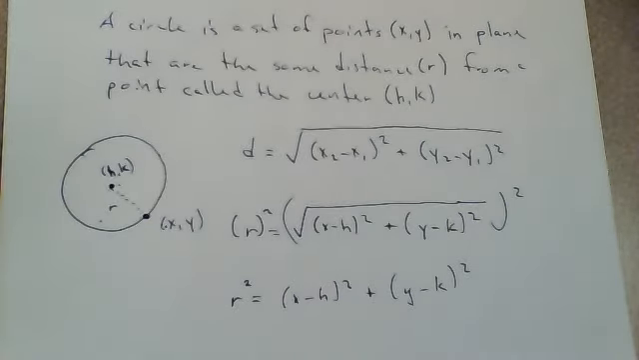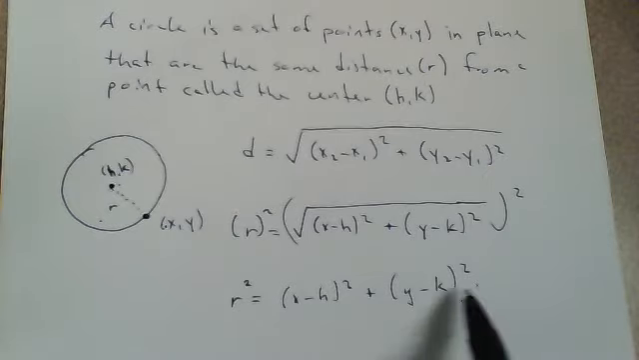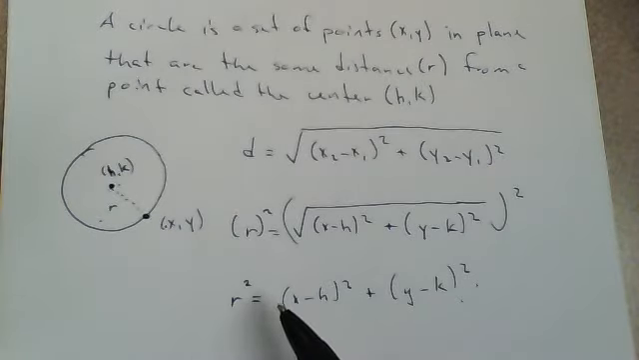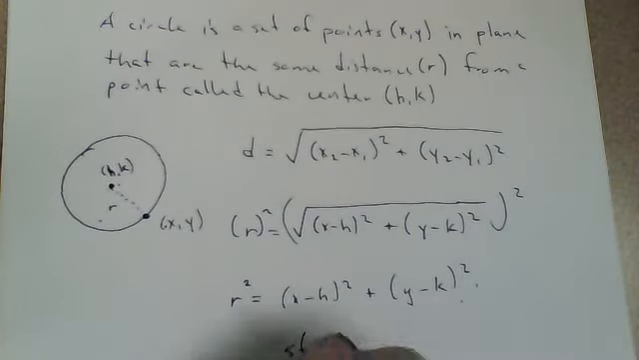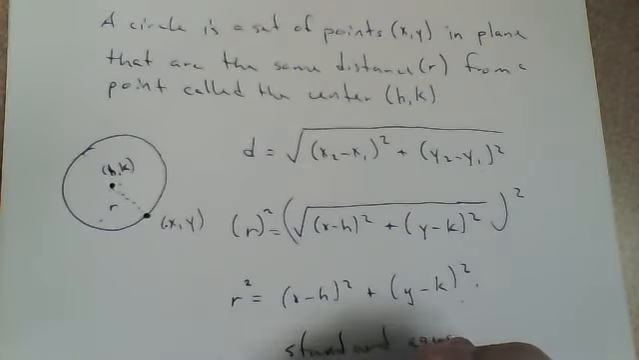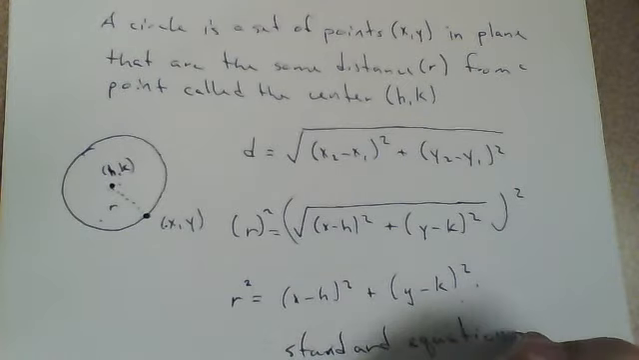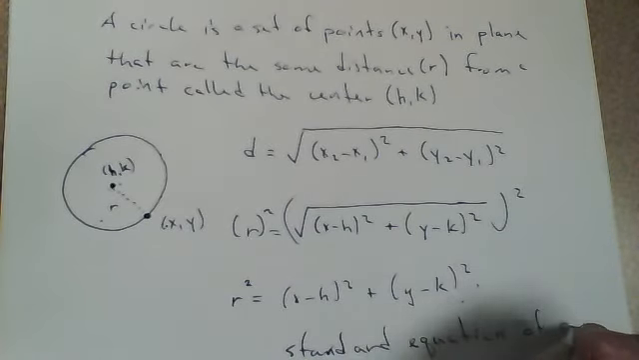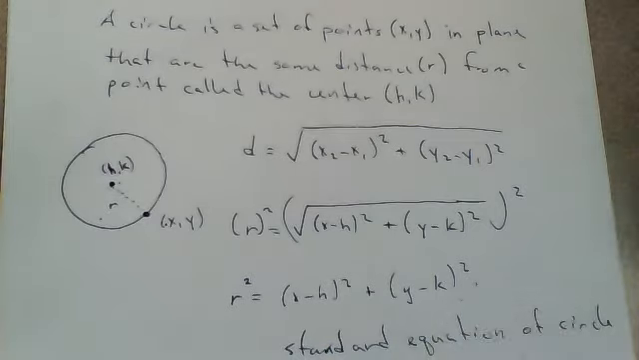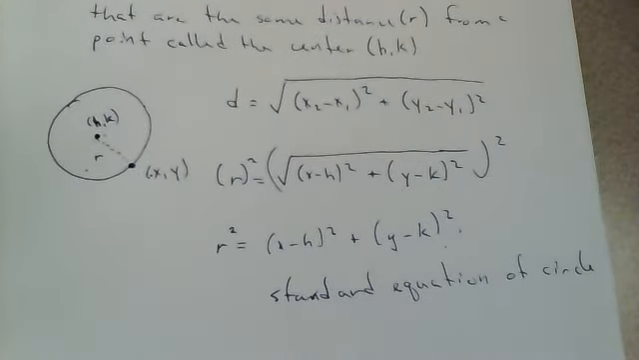It's saying that x minus h squared plus y minus k squared equals our radius squared. And we came up with the standard equation of a circle. Can't spell today. Standard equation of a circle. We came up with it using the distance formula.